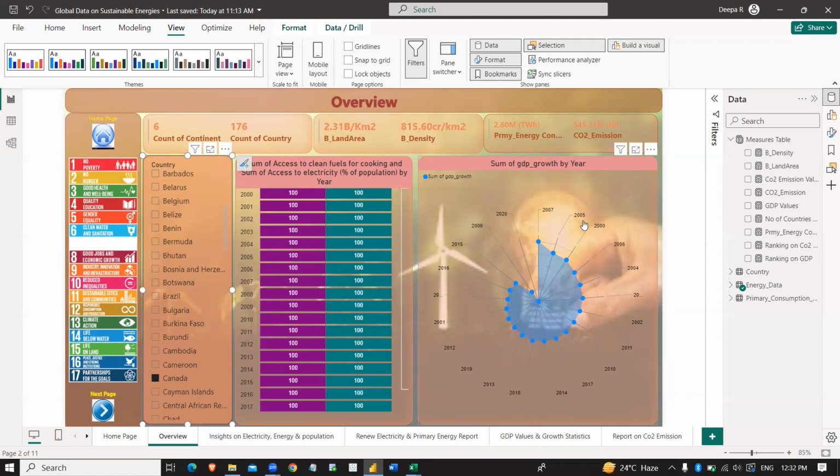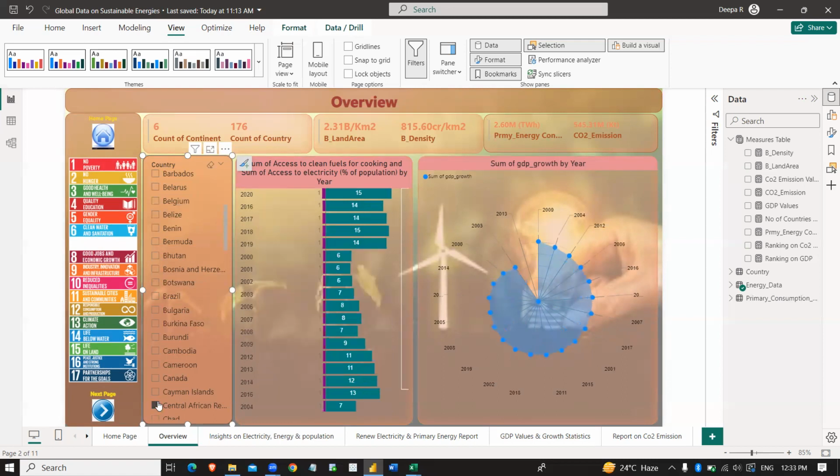And this particular radar chart is showing the presentation of how the GDP is growing from 2000 to 2020. Okay, so any particular country you select, I have related these two visuals only for the filter. So whichever country I'm selecting, according to that country, the GDP growth is shown, and the access to clean fuels for cooking or electricity is shown here. Okay, so this was about my overview page.